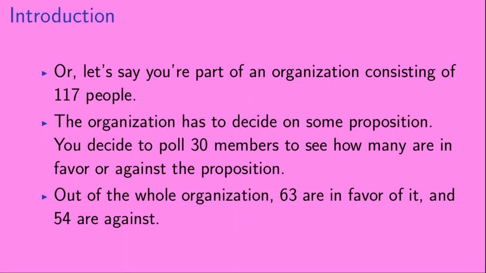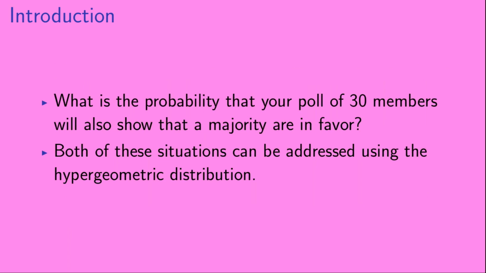Or let's say you're part of an organization consisting of 117 people. The organization has to decide on some proposition. You decide to poll 30 members to see how many are in favor or against the proposition. Out of the whole organization, 63 are in favor of it and 54 are against. What is the probability that your poll of 30 members will also show that a majority are in favor? Both of these situations can be addressed using the hypergeometric distribution.